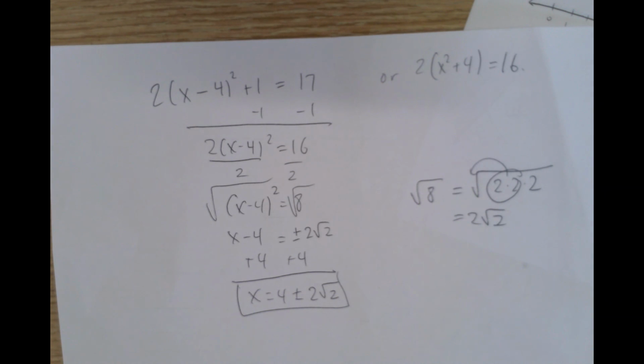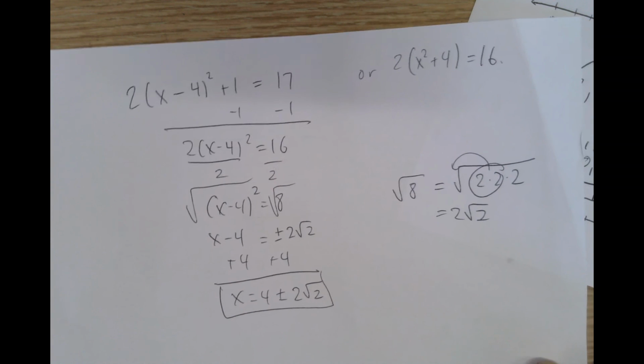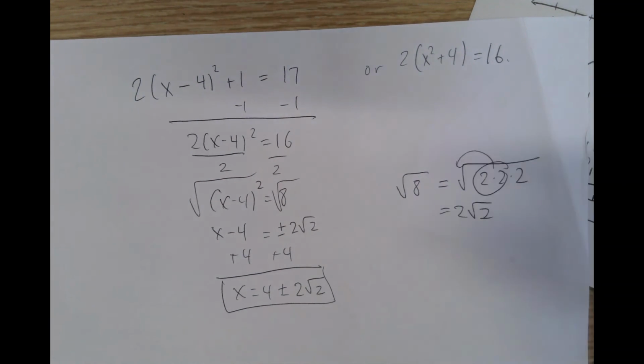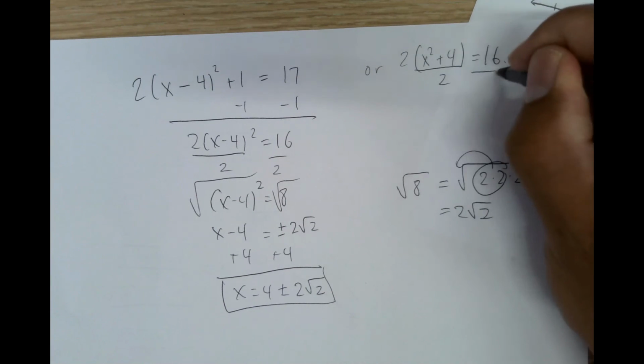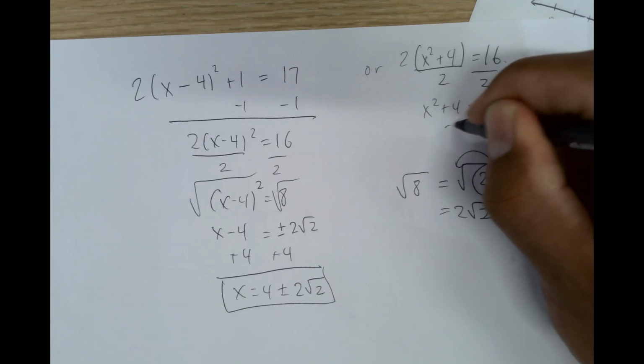Yes. Question. What happens if only the x is squared? Okay, so there's this other case right here on the right. Focus in there. So in this case on the right first, I would deal with everything outside the parentheses first. You can see here I divide everything by 2. I get x squared plus 4 equals 8. Then I add minus 4 on both sides.